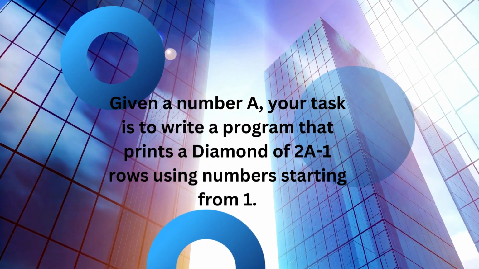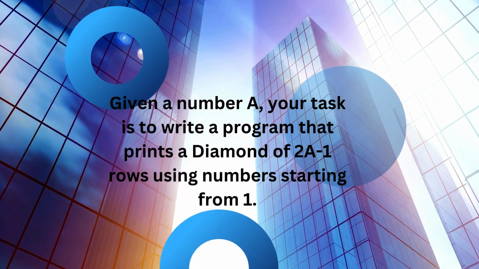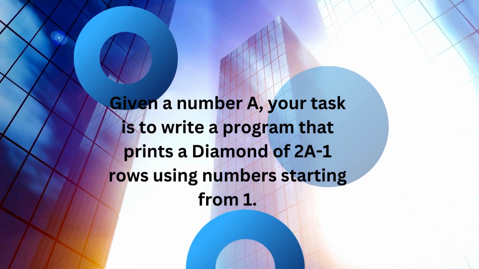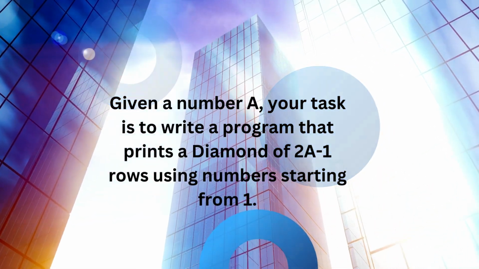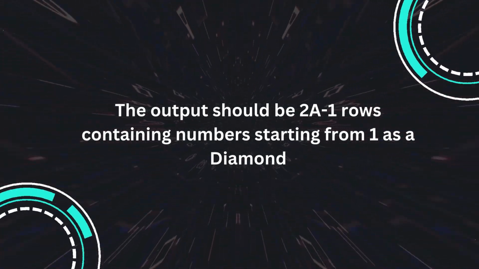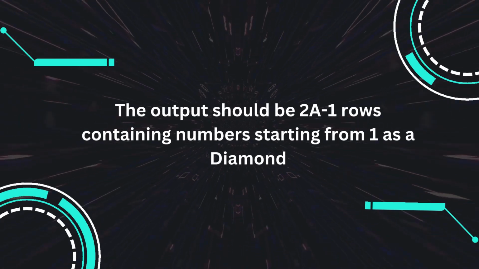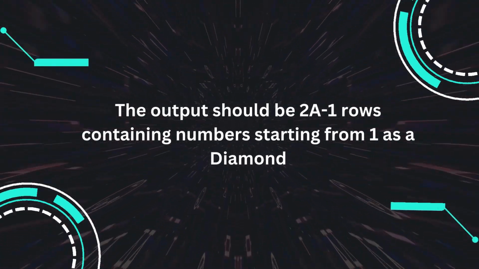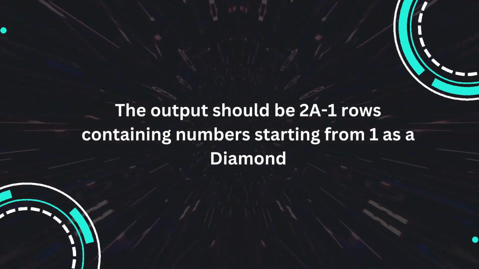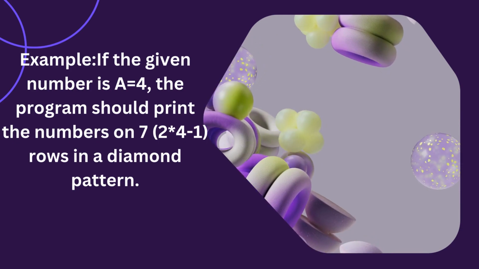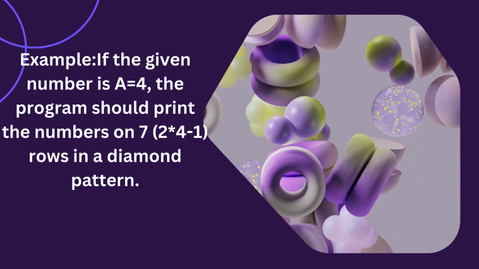Given a number A, your task is to write a program that prints a diamond of 2A-1 rows using numbers starting from 1. The input will be a single line containing an integer representing A. The output should be 2A-1 rows containing numbers starting from 1 as a diamond. Example: if the given number is A=4, the program should print the numbers in 2A-1 rows in a diamond pattern.